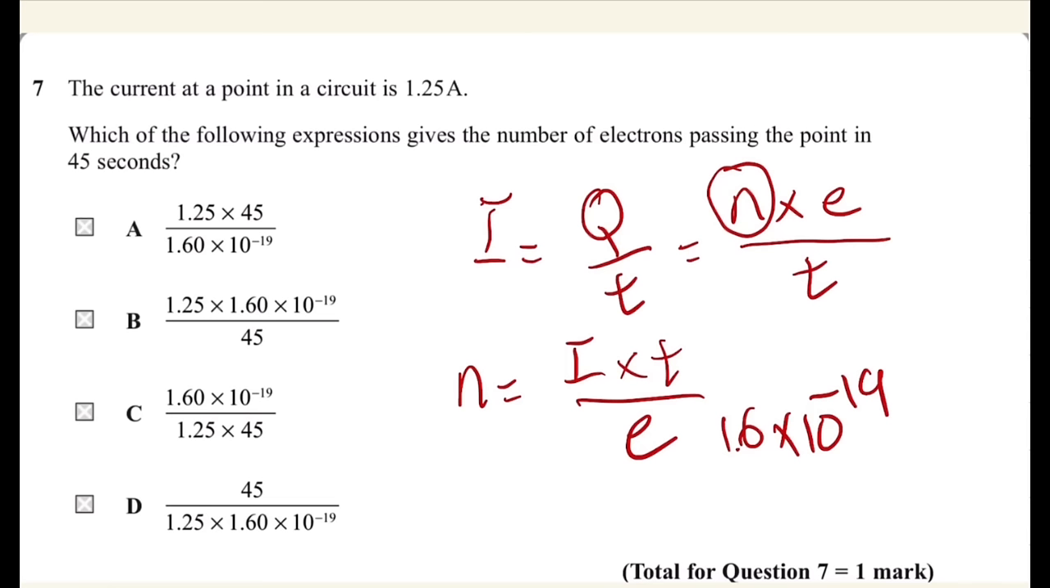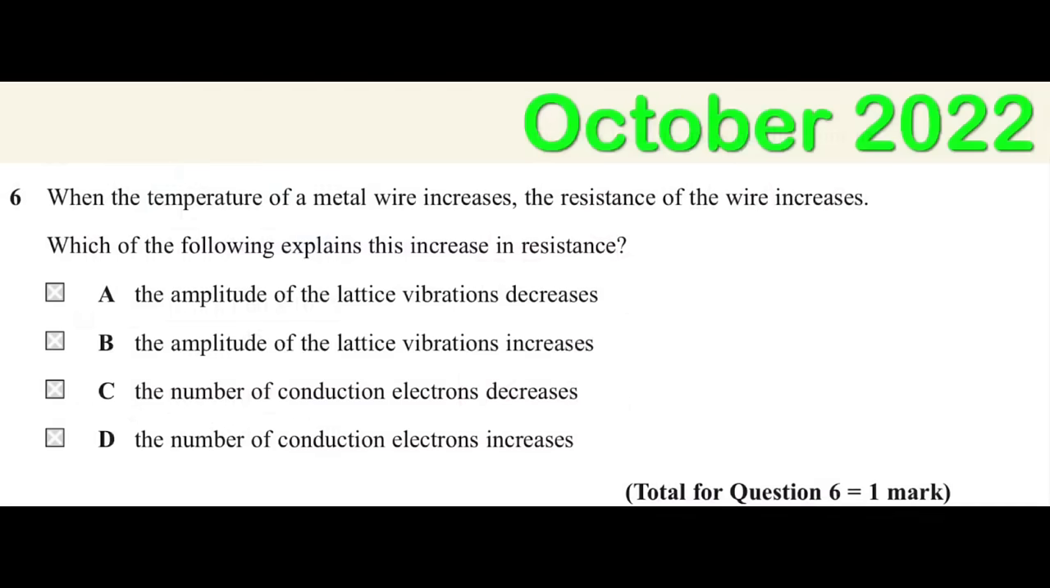So in the denominator, I'm targeting this one, which is the 1.6 times 10 to the power of minus 19. This one means that the current is 1.25 and the time is 45 seconds, which is the time taken, and the value of the charge is 1.6 times 10 to the power of negative 19. So the correct answer is October 2022.